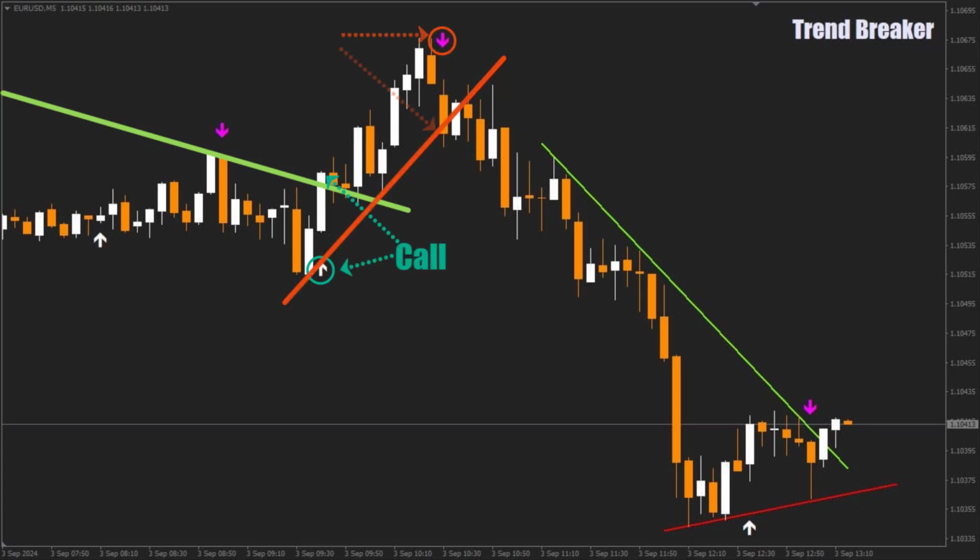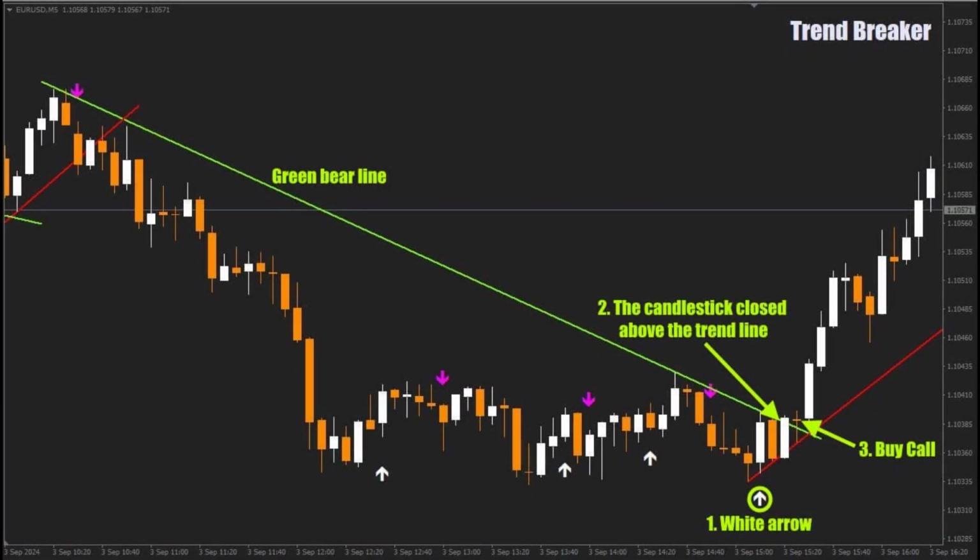A put option should be bought after a purple arrow appears and the signal candle closes below the red bullish trend line. So to open a call option, the following is required. First, a white arrow must appear below the candle. Second, the last candle should close above the green bearish trend line. And third, at the opening of the next candle, we buy a call option.